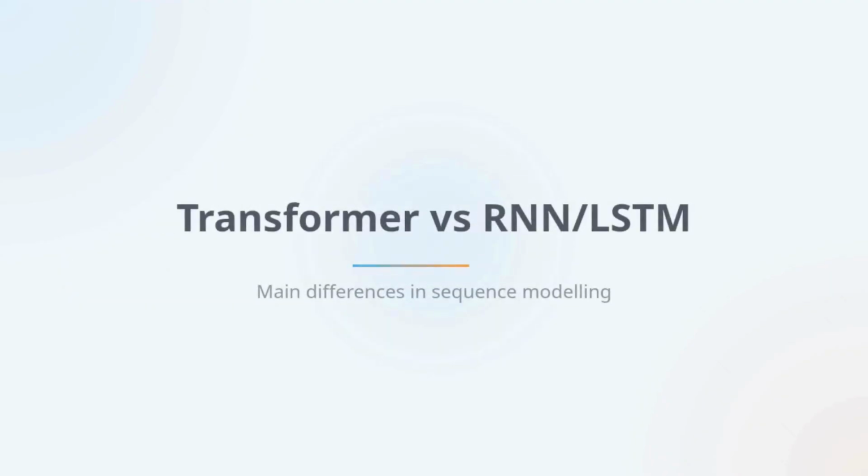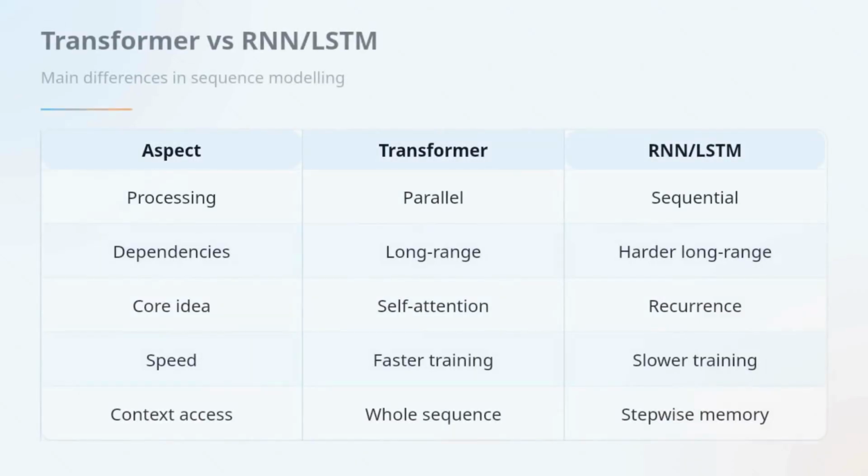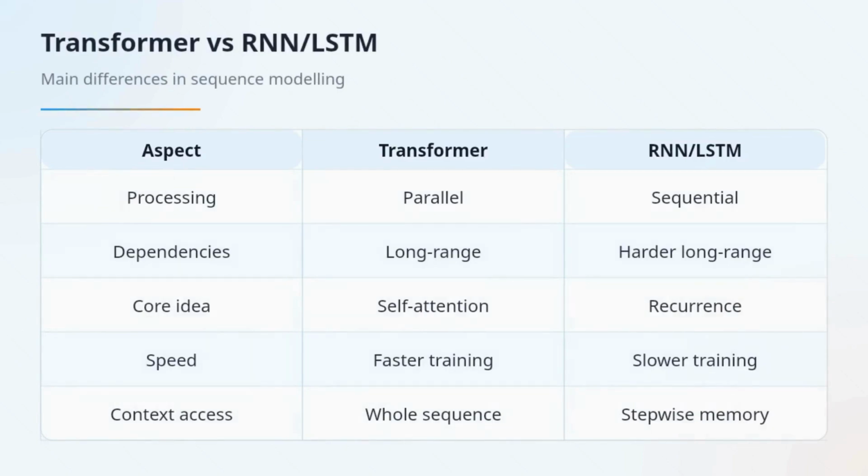Now, let us look at this in a simple table format. Transformer vs RNN, LSTM. Main differences in sequence modeling. Here is the main comparison to remember. Transformers use self-attention and process tokens in parallel, while RNNs and LSTMs work step by step. Because of this, transformers usually handle long-range dependencies better and train faster on modern hardware. This is one of the biggest reasons they became the dominant architecture for sequence tasks.